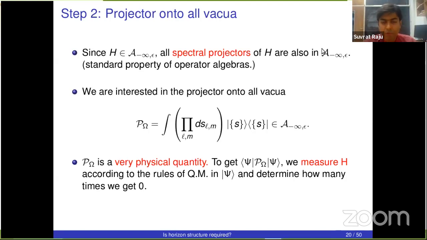But in fact, this projector onto the vacua is a very physical quantity, and I can describe how you would act with it physically. If you had a state psi and you wanted to measure the expectation value of this projector in that state, you would measure h, just use the standard rules of quantum mechanics, and count how many times you got zero and how many times you got something else, and that would tell you what the expectation value of this p omega is.